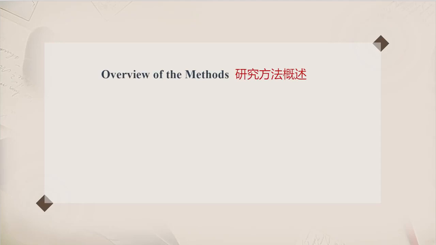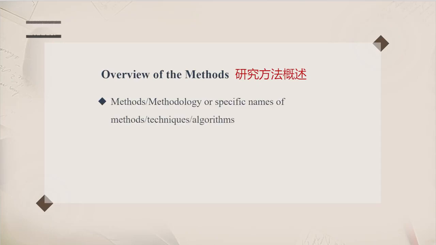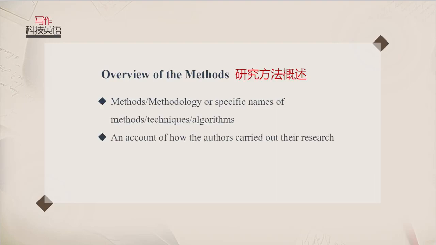今天授课的内容是研究方法 methods. Let's start with the overview of the methods. 研究方法概述。The title methods can also be methodology or specific names of methods, techniques, or algorithms in EST research papers. 在科技英语写作中，这一部分可以使用 methods 或 methodology，也可以使用具体的方法、技术或算法来命名。It is an account of how the authors carried out their research.